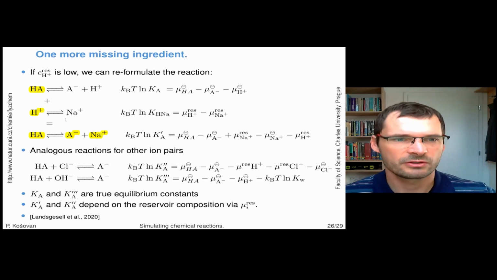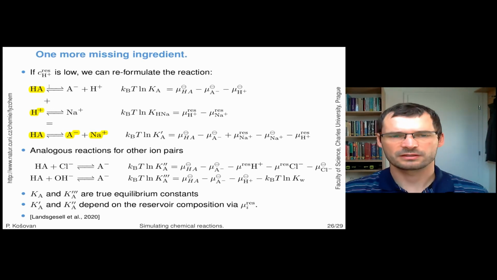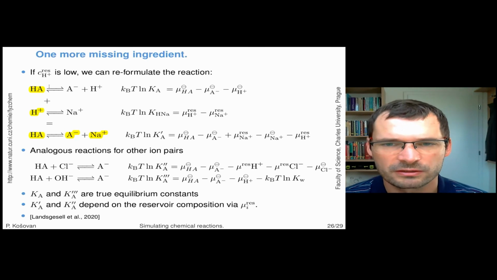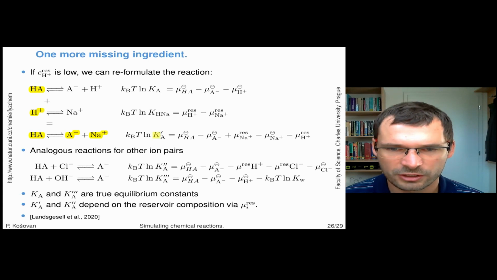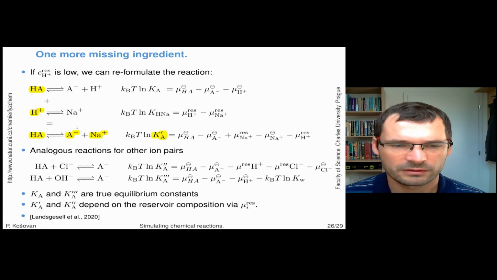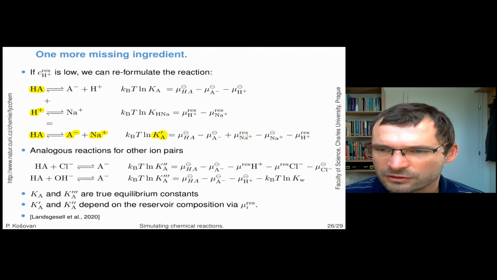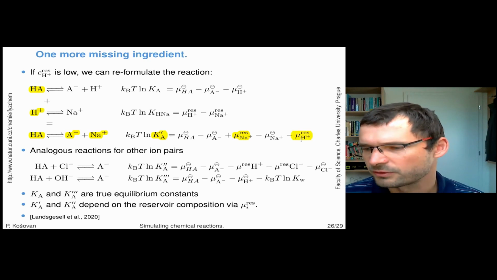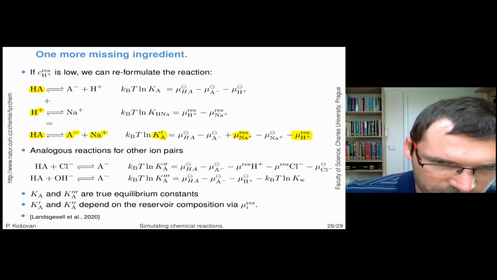This is equivalent to HA first dissociating and forming H+, and immediately this H+ being exchanged with the reservoir, replaced with sodium. Now, the equilibrium constant of such a reaction, which I called Ka-, is again given simply by the sum of the chemical potentials in the two reactions above. However, it does not depend anymore just on the reference chemical potentials, but it also depends on the chemical potentials of sodium and H+ ions in the reservoir.